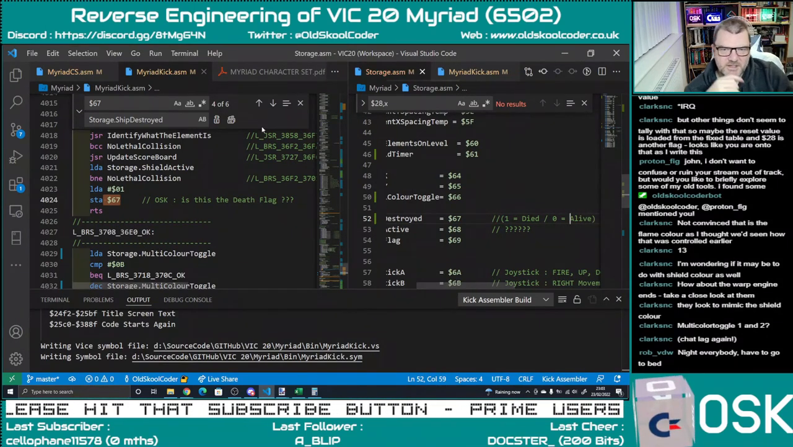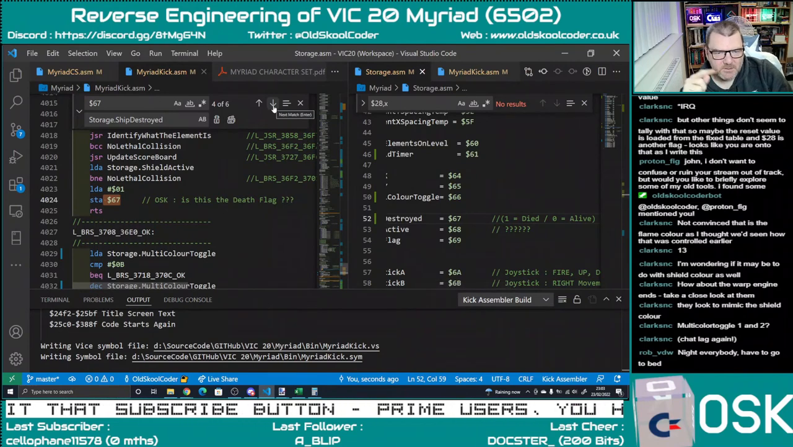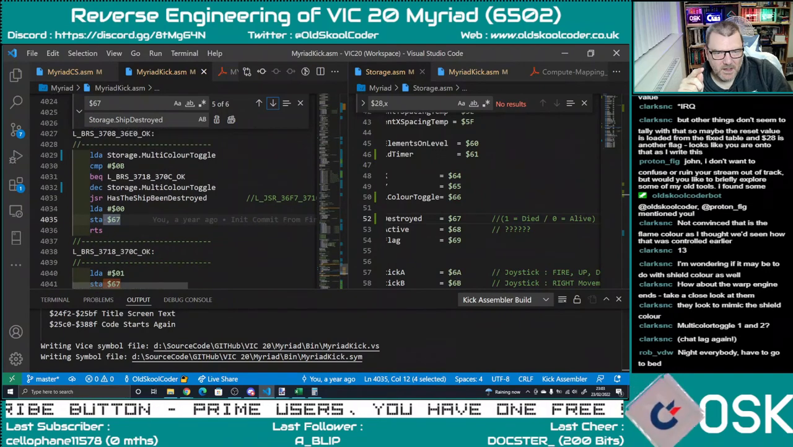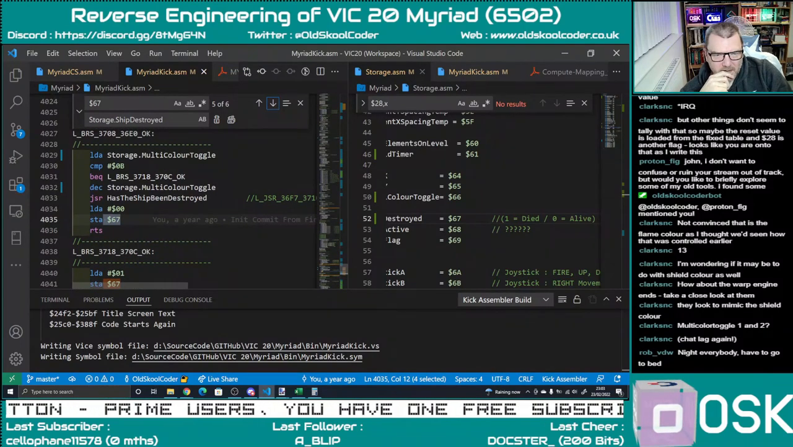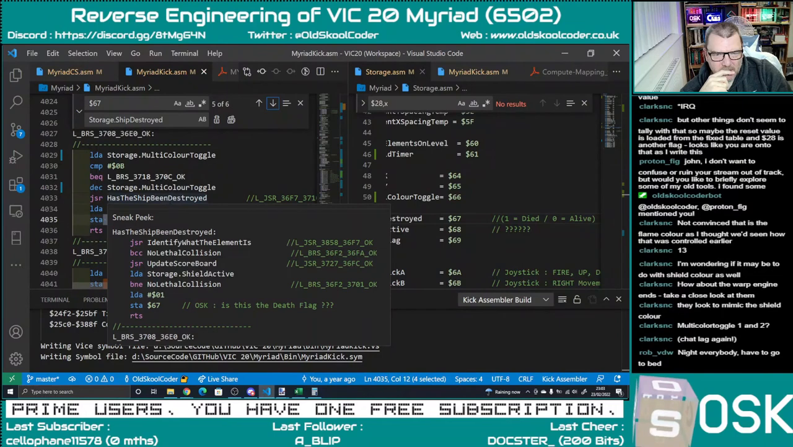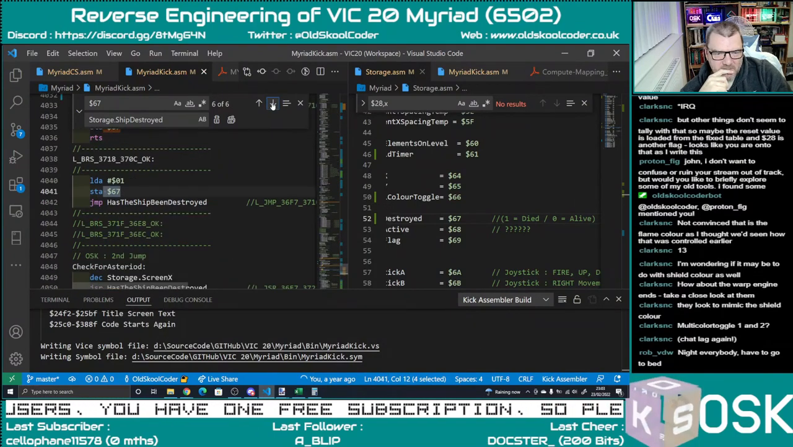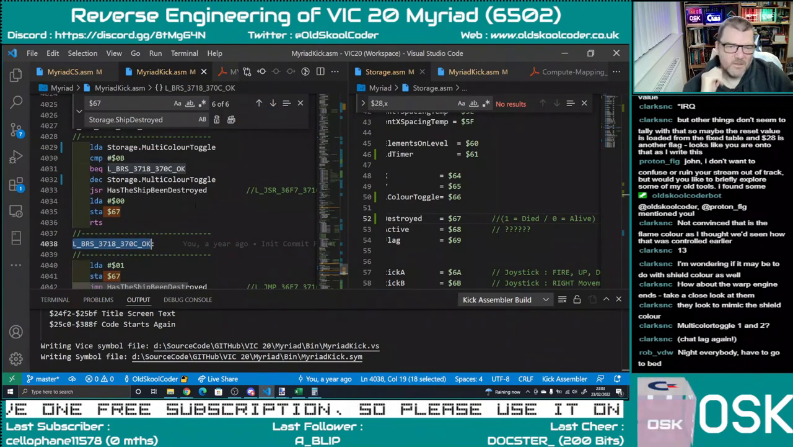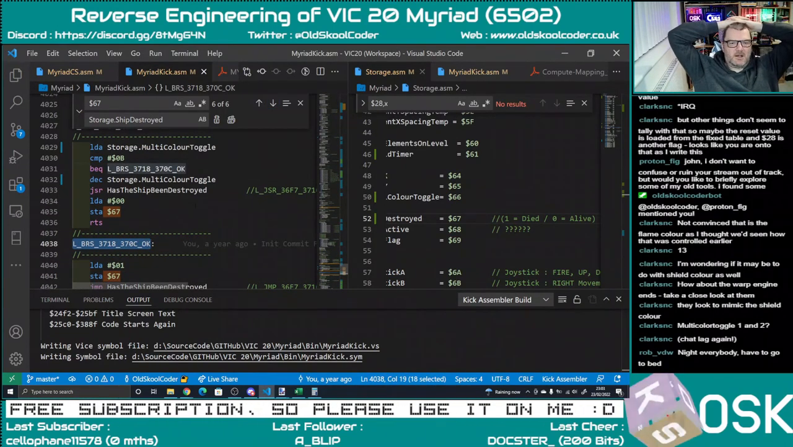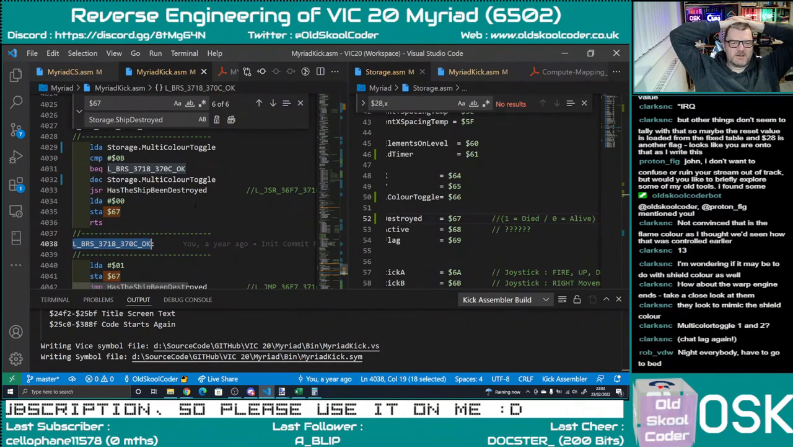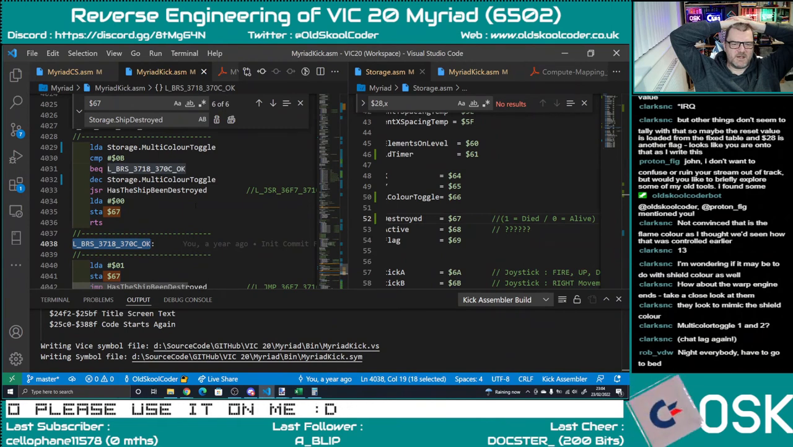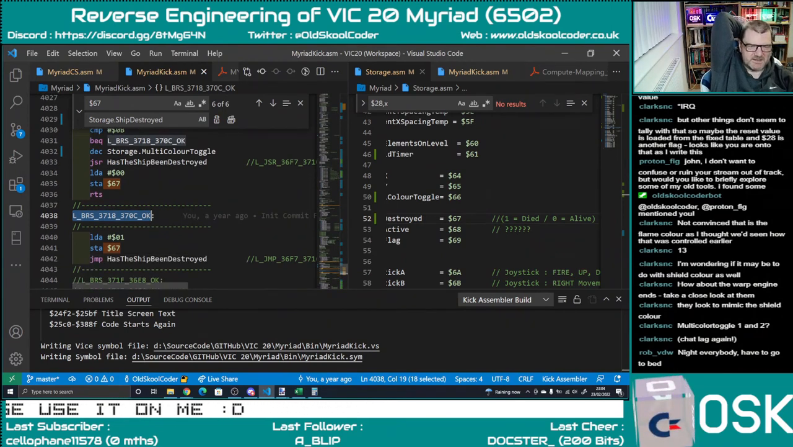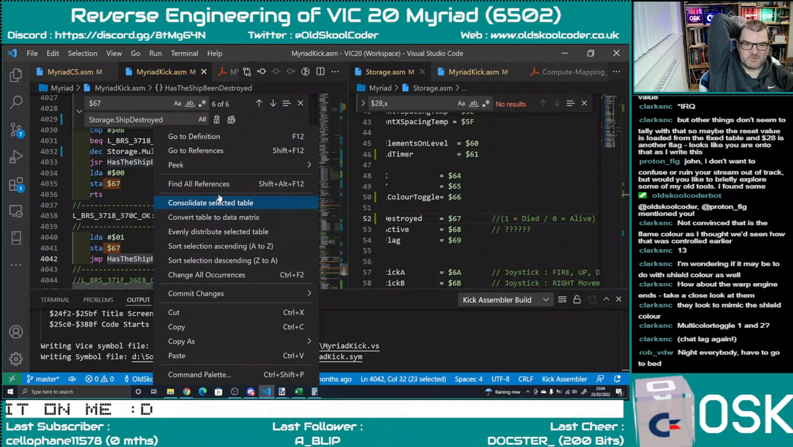So I've got a sneaky suspicion it's that. We set it to 1 when we've had a lethal collision. If it's returned now, it's set to 0. But here it sets it to 1. So where's that? Multicolor, if it's OB, branch if equal to there, then we set it to say it's destroyed, but then we go to the destruction routine.